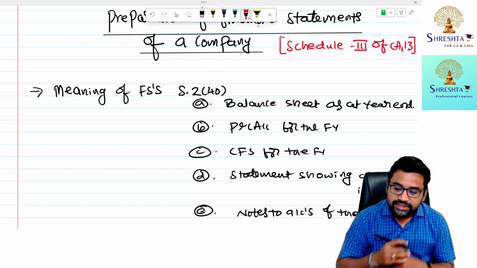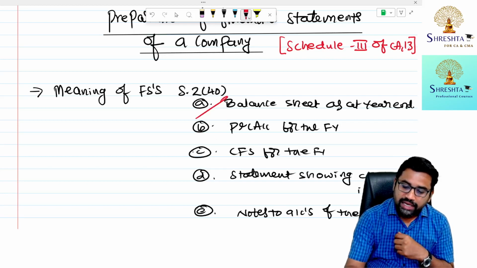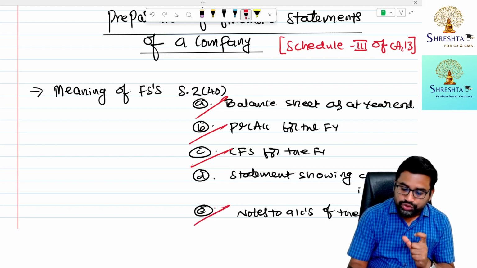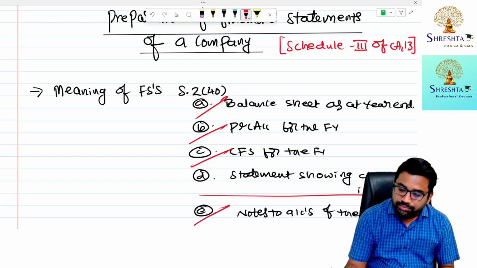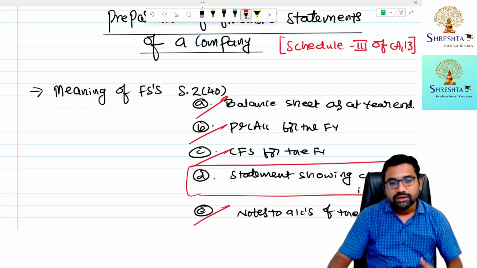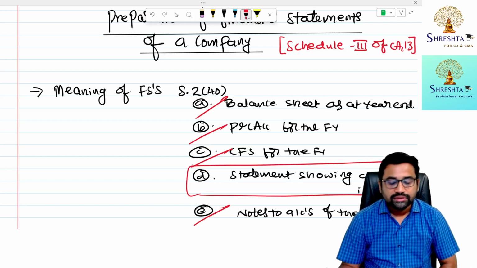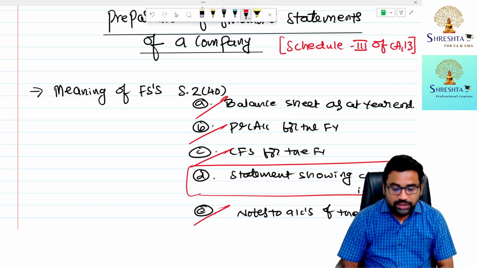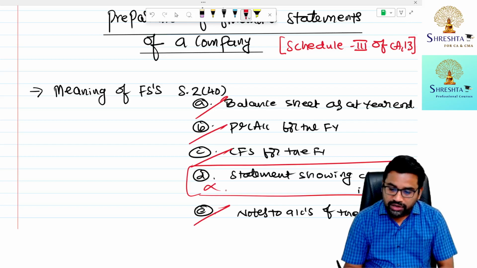Now see, in this chapter what we are going to cover is balance sheet, P&L, cash flow, and notes to accounts. And this statement showing changes in equity, there is nothing to learn here. This is a statement of changes in the share capital, which is not going to be a topic to be discussed, therefore forget about this.